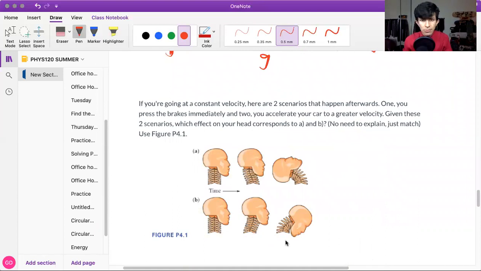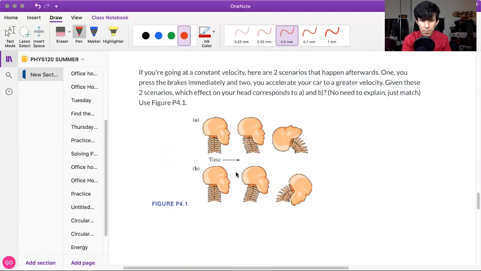This problem is the same thing, a little simpler. You didn't have to explain anything, just matching. And this is just something you guys already saw.